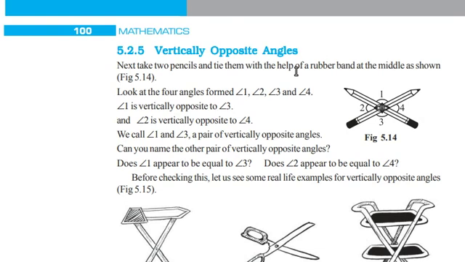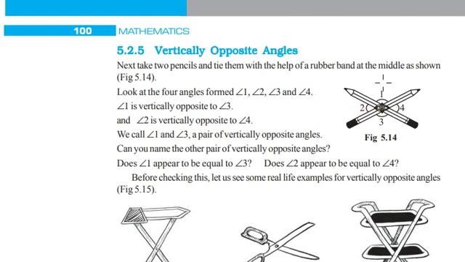Vertically opposite angles. Look at the four angles formed in this example. Take two pencils and tie them with the help of a rubber band at the middle. Basically, these two lines are forming four angles: angle 1, angle 2, angle 3, angle 4. You can notice angle 1 is vertically opposite to angle 3, and angle 2 is vertically opposite to angle 4.